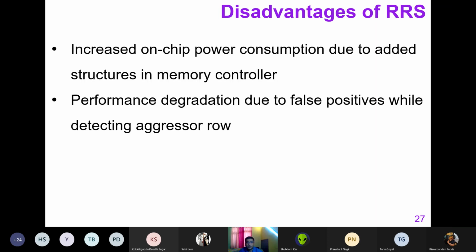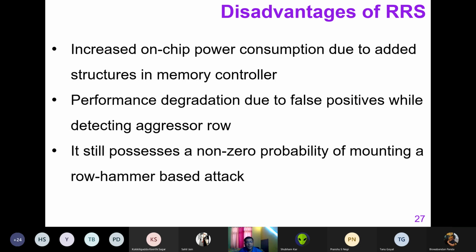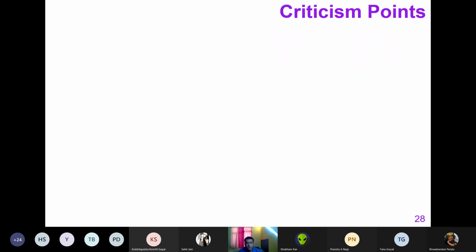The disadvantages of this approach: on-chip power consumption is very high, and there is performance degradation due to false positives. That is also a problem, and it still has a non-zero probability. It's very low, but the probability is there.